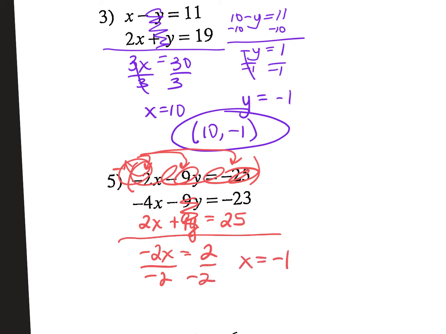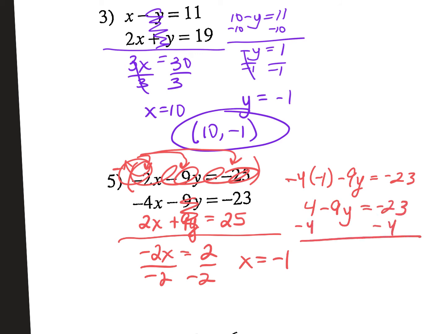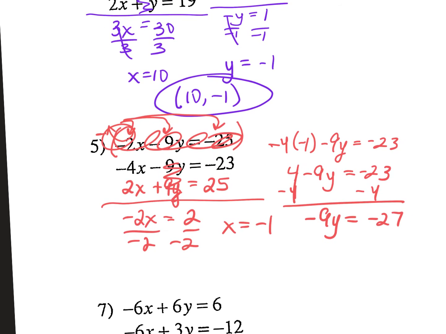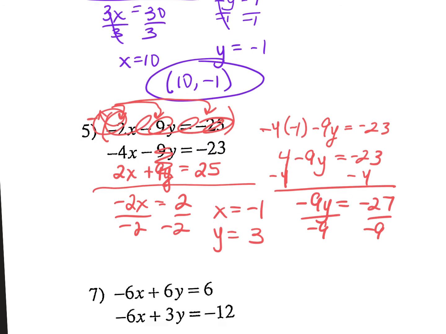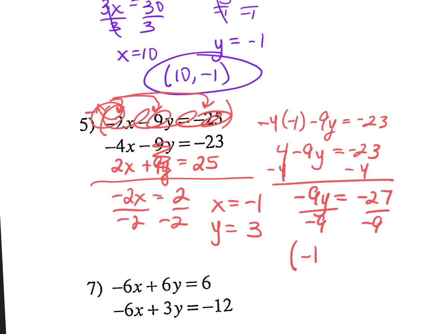Negative 1. Make sure you pay attention to the negatives. Now I'm going to take this negative 1, I'm going to plug it right back in here. So I have negative 4 times negative 1 minus 9y equals negative 23. Negative and a negative is a positive, so 4 minus 9y equals negative 23. Subtract 4 from both sides. You get negative 9y equals negative 27, correct? Divide by negative 9. Y equals what? Negative divided by negative is a positive 3. So how would you write your ordered pair? Negative 1, comma 3.